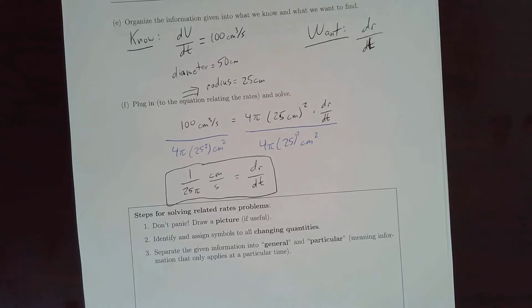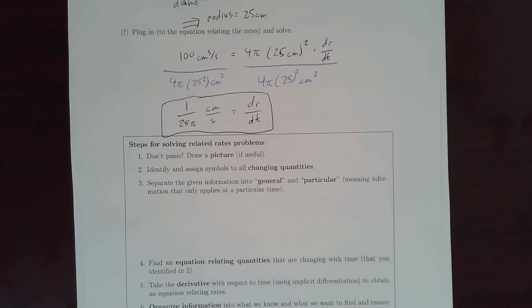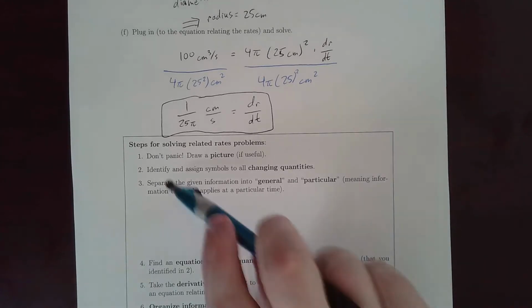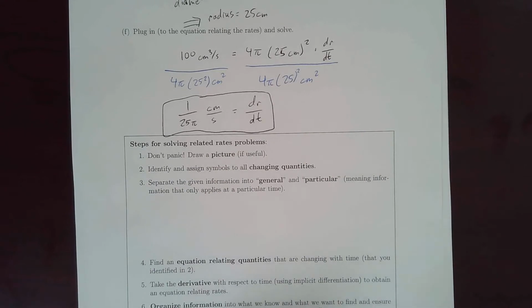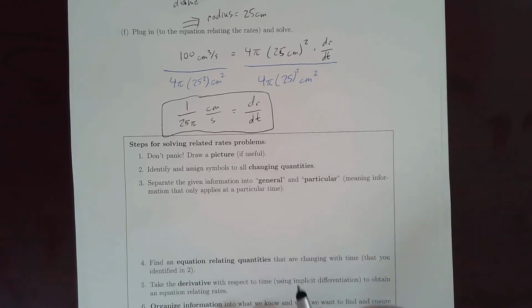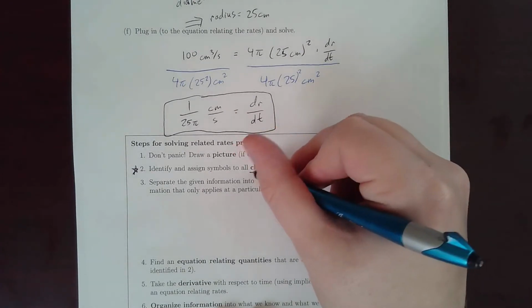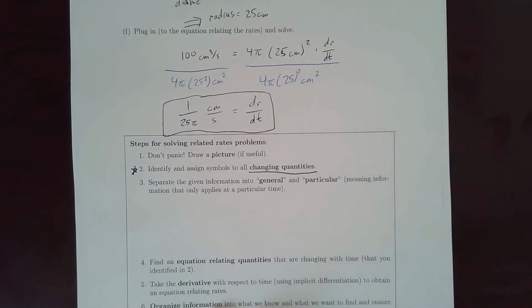All right, so let's say we want to understand the steps for solving these related rates problems in general. The first step, and this is always the first step in every problem you'll ever face, don't panic. These are complicated things, but panicking is usually the sure way to go the wrong direction. Start by trying to draw a picture if you can. Second step will be to identify and assign symbols to all changing quantities. So anything that's going to change in this problem, you want to make sure you've got a symbol for and you understand what is happening.